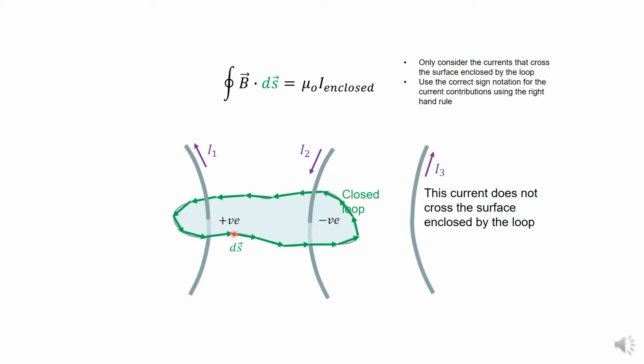It doesn't have to be even in the same plane. It could be in any plane. It could be not in one plane. And imagine you have some currents that are going through the surface bounded by this contour. So you have here current I2 going this way, current I1 going this way. Current I3 is not going through the surface that encloses the loop.